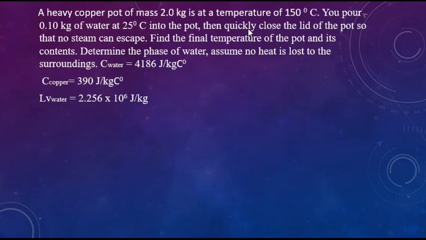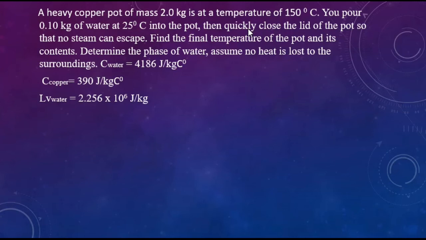A heavy copper pot of mass 2.0 kilogram is at a temperature of 150 degrees Celsius. You pour 0.1 kilogram of water at 25 degrees Celsius into the pot. Then quickly close the lid of the pot so that no steam can escape. Find the final temperature of the pot and its contents. Determine the phase of water, whether it's all converted to steam or not. Assume no heat is lost to the surroundings.